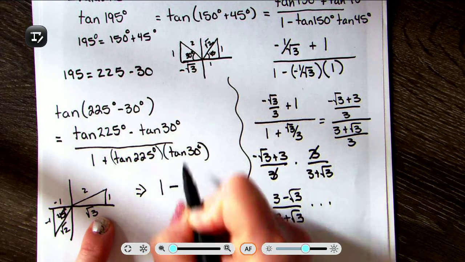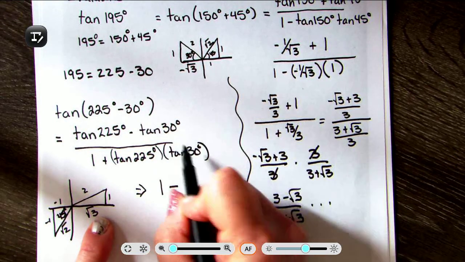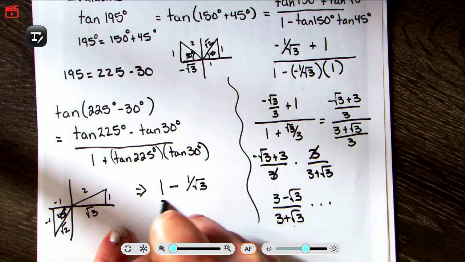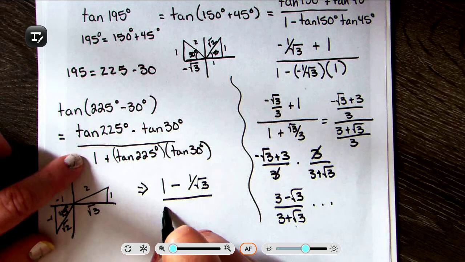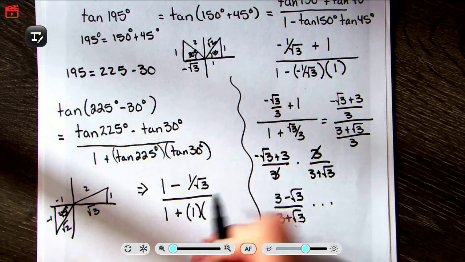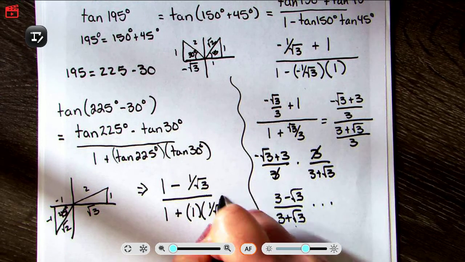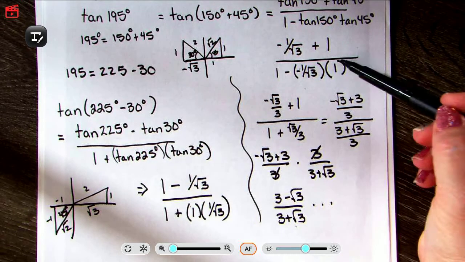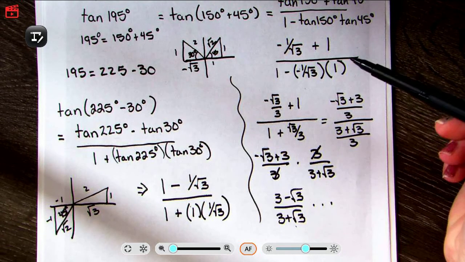This would be minus tangent of 30, which is 1 over that square root of 3. And here we're going to get 1 plus tangent, and this will be 1 and 1 over the square root of 3. And if you look at this compared to what we had before, they're the exact same thing.